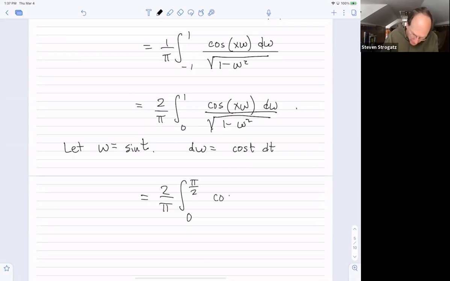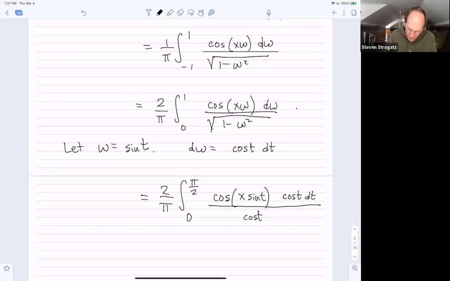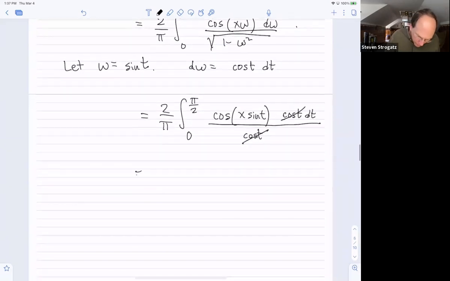And then in here, I'm getting cosine of x sine t, which looks familiar, and then cosine t dt, but the square root is itself giving a cosine of t down here. So those cancel. And so we're getting something that really looks very close to what we had been using in the course. Cosine x sine t dt.